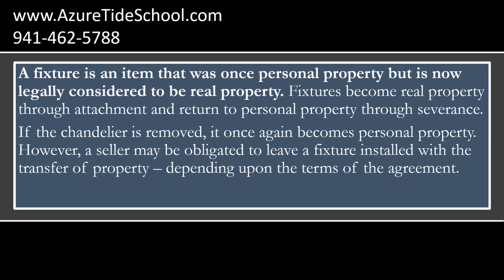A fixture is an item that was once personal property, but is now legally considered to be real property. Fixtures become real property through attachment and return to personal property through severance. If the chandelier is removed, it once again becomes personal property. However, a seller may be obligated to leave a fixture installed with the transfer of property, depending upon the terms of the agreement.